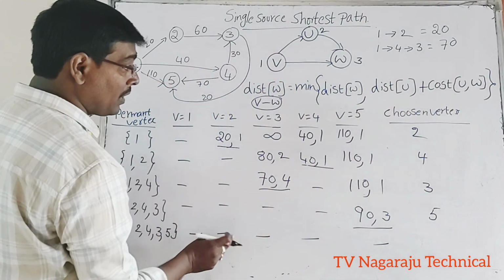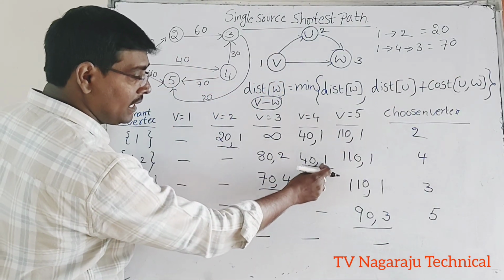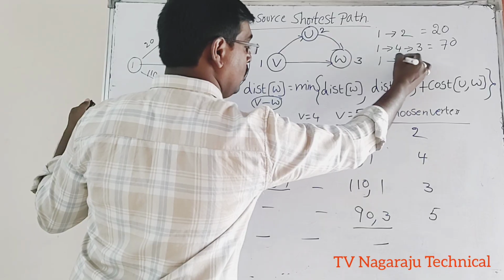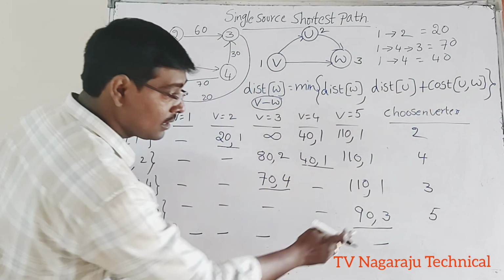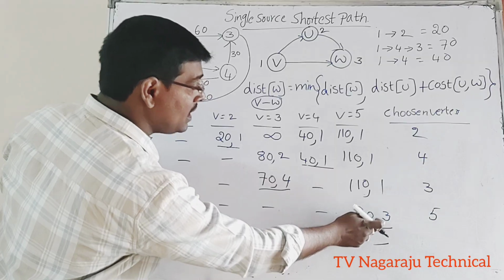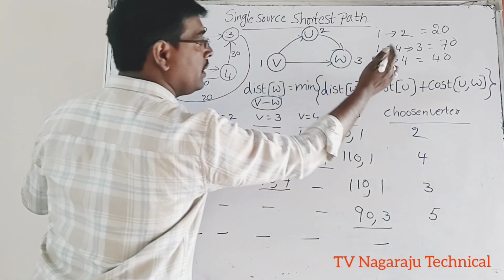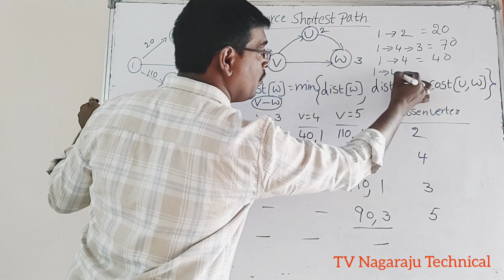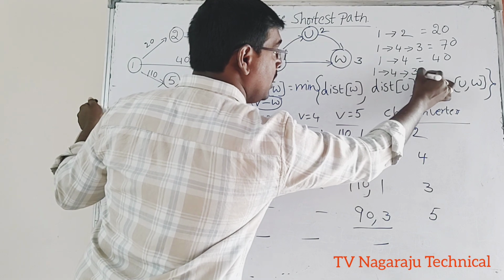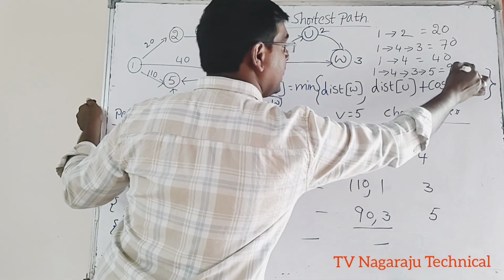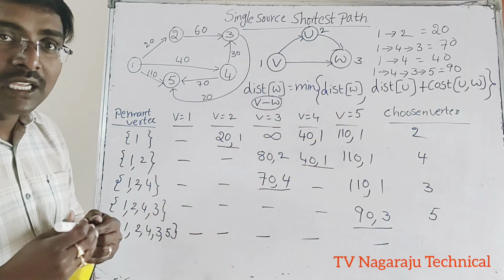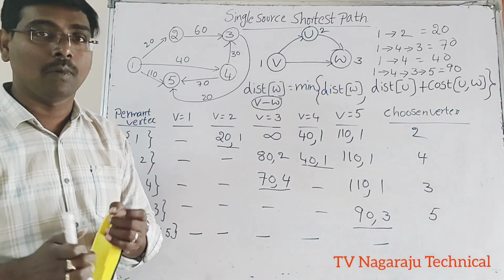Now for vertex number 4, directly from 1 to 4, the shortest path is 40. For vertex 3, it is from 4. So the internal links are 1 to 4, 4 to 3, 3 to 5, and the shortest value is 90. These are the single source shortest path problem.